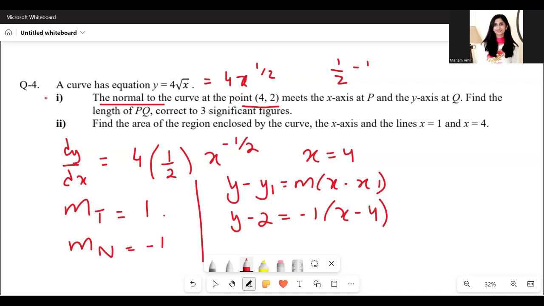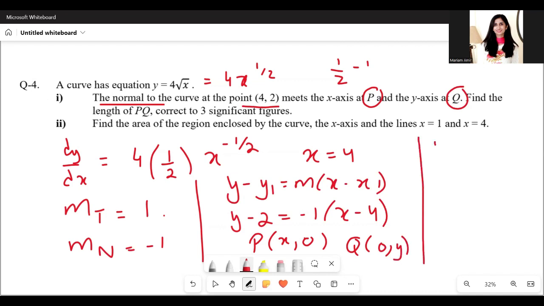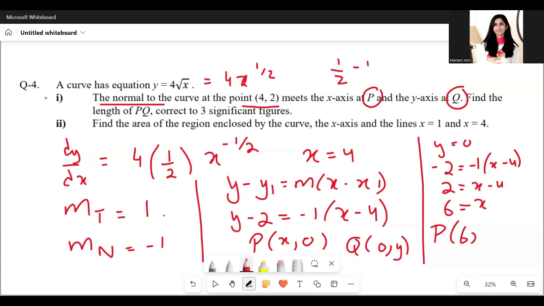Now we need the coordinates of P and Q. P is the x-intercept where this normal cuts the x-axis, so its y is going to be 0. Similarly, Q is the y-intercept where this normal cuts the y-axis, so its x is going to be 0. To find the coordinates of P, I substitute y equals 0. That gives me -2 equals -1 times x minus 4, which gives 2 equals x minus 4, so x equals 6. So the coordinates of P are (6, 0).